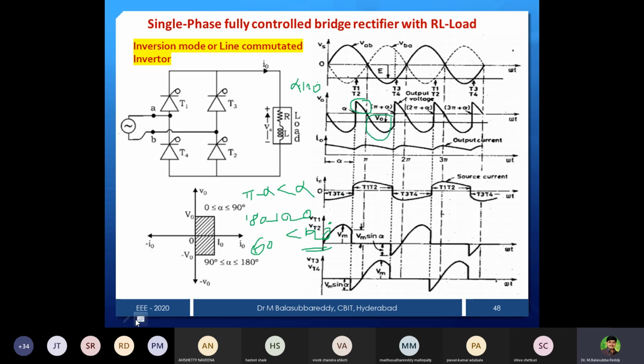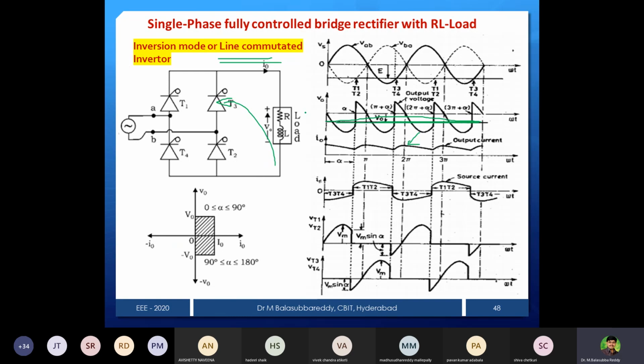So if you take the average, what will happen? It will give negative. So this line is the average line, the solid line. Then current is positive. So if we multiply these two, the average will be negative. So average negative means power negative, no? Power negative means that power flows from load to the source. Load is what? DC. Source is AC. Therefore, DC to AC, it is an inversion mode of operation, also called inverter operation.